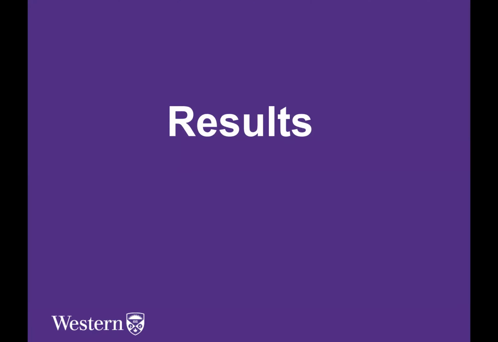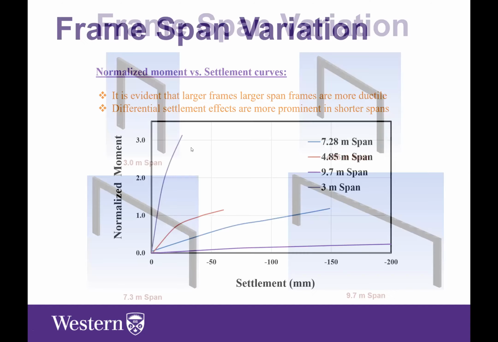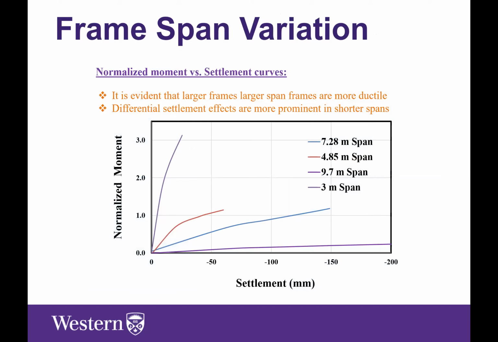Okay, so now on to the results section. As I said before, the effect of the beam span on the structural performance of reinforced concrete frames with respect to differential settlement was studied through 3 meter, 4.85, 7, and 9.7 meter spans, as you can see here. In this slide, we are showing the normalized moment versus settlement curves for each span. The moments here are normalized against the factored moments induced by the dead loads and live loads acting on the frames.